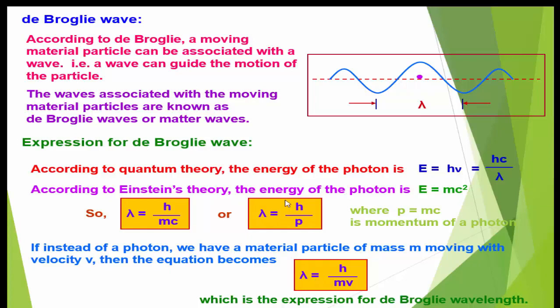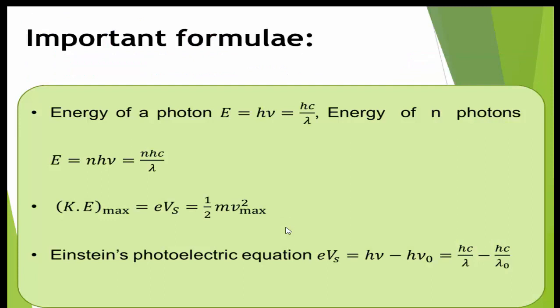With this brief synopsis, now I would like to solve some more important problems on this topic. Certain important formulas are there in this topic. They are energy of a photon E is equal to h nu, nu equal to c by lambda, or for n number of photons, I can write this equation E is equal to n h nu or nhc divided by lambda.